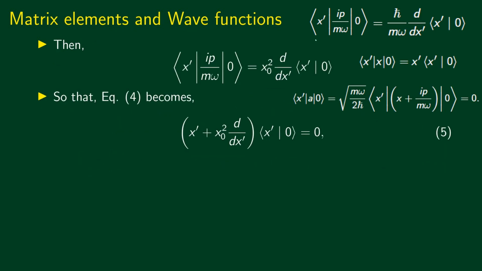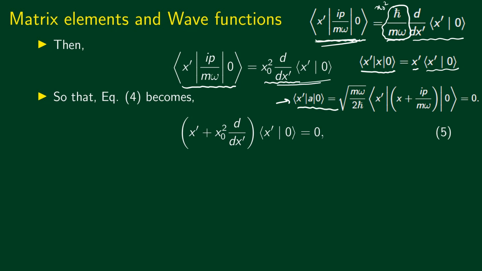We have bra x prime ip divided by m omega acting on ket 0 equal to h bar divided by m omega d by dx prime bra x prime ket 0, and we defined h bar divided by m omega as x0 squared. So this can now be written as bra x prime ip divided by m omega ket 0 equal to x0 squared d by dx prime of bra x prime ket 0. And previously we had bra x prime x ket 0 equal to x prime multiplying bra x prime ket 0. Now let's put all this in this equation.